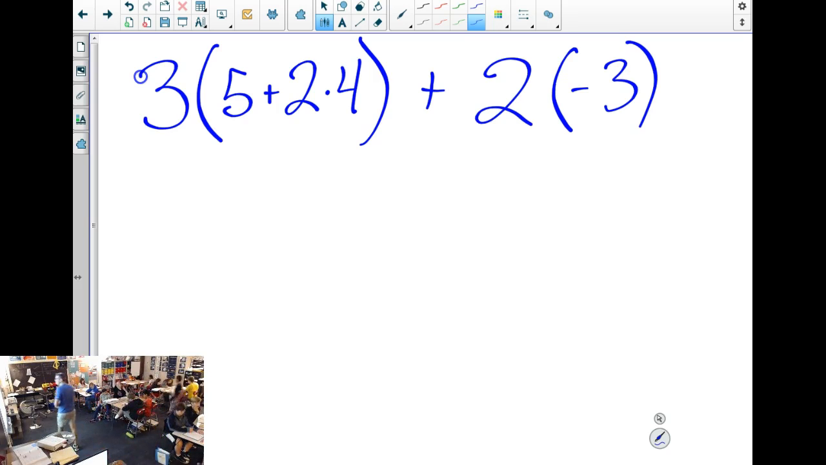5 plus 8. 2 times 5 plus 8. 5 plus 8 equals 13. 2 times 39, plus 2 times negative 3. 3 times negative 3 equals 9. So 30, 30 minus 9 equals 30. You should be talking with your team right now. Questions, answers, all of it should go to your team.